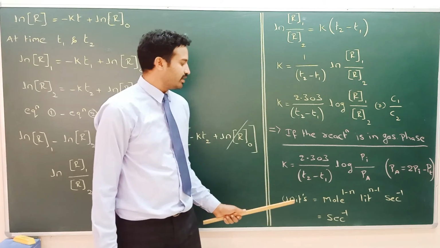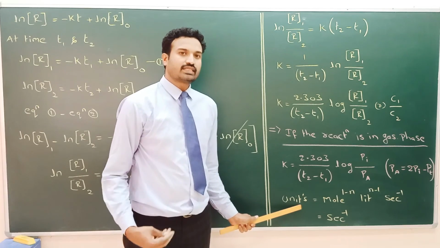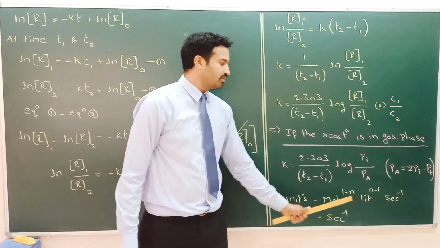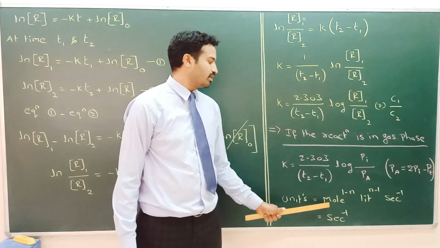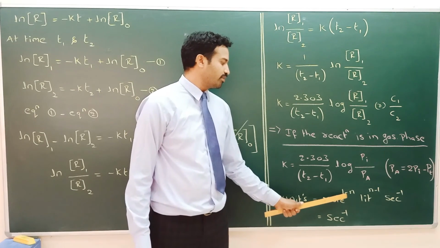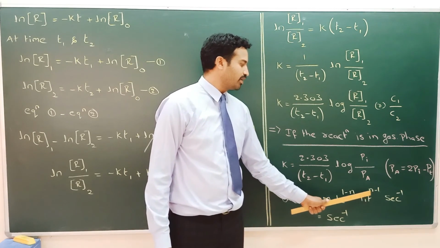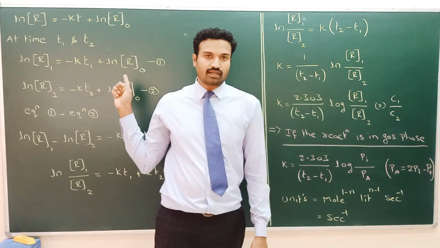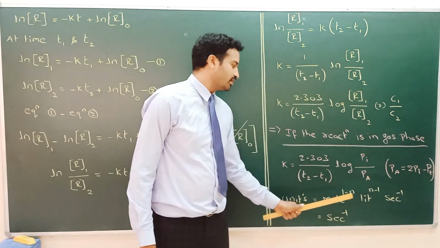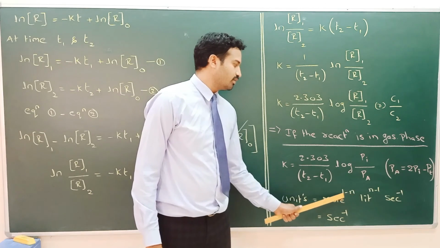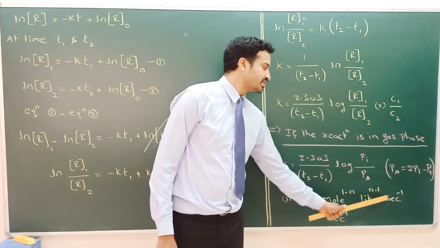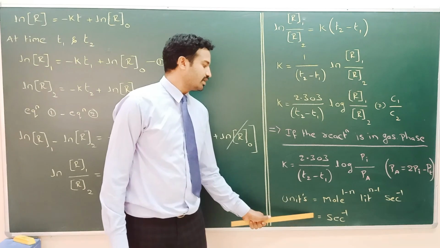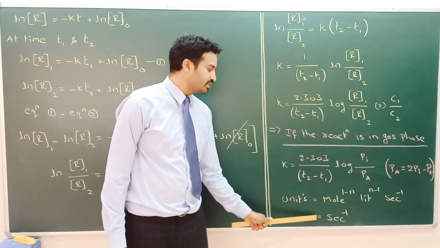Now the final step, units of the first order reaction. What is the general formula we already discussed? Mole to the power of 1 minus n, liter to the power of n minus 1, second inverse, where n is the order. For a first order reaction, n value is 1, so 1 minus 1 is 0. So the first order rate constant units are second inverse.